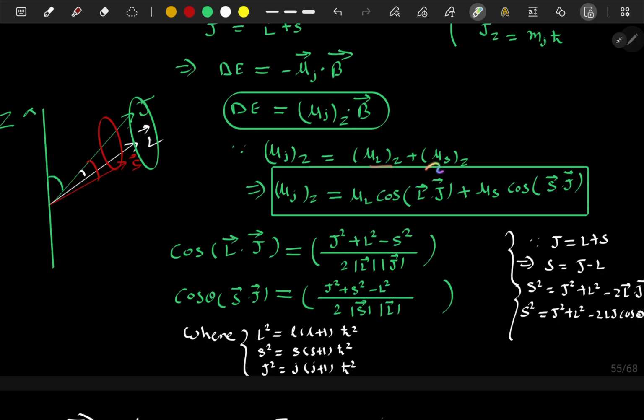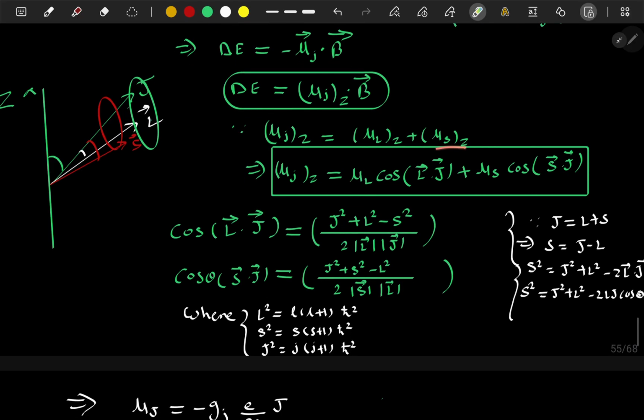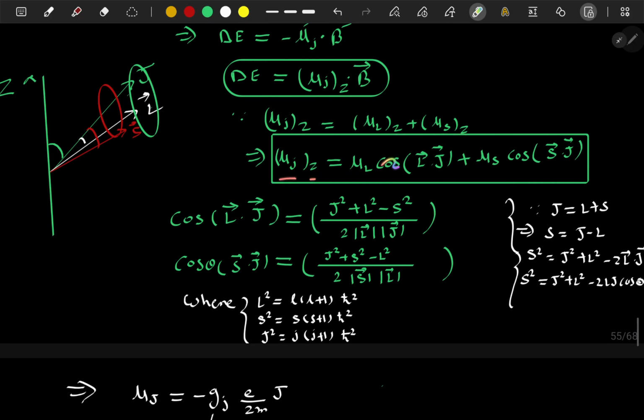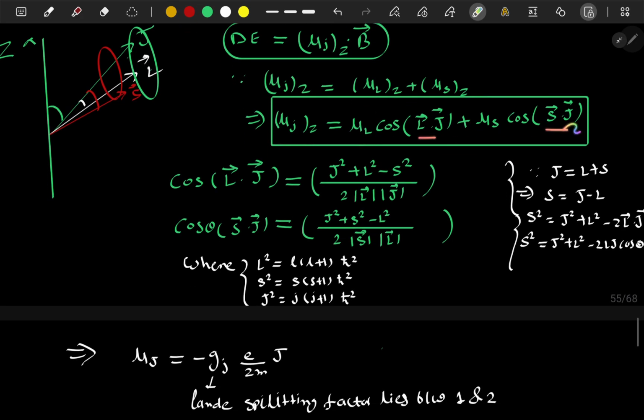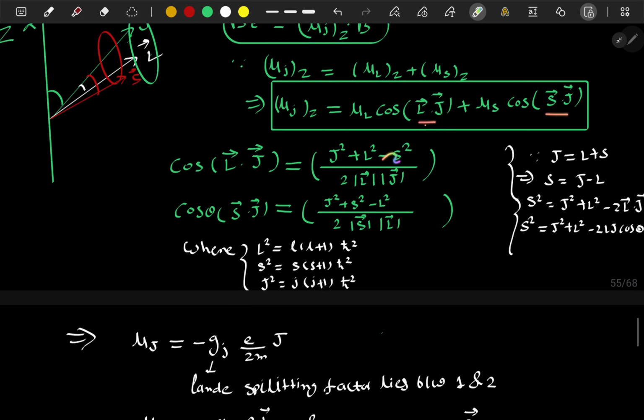So mu l z plus mu s z. So mu j z will be mu l cos(l,j) plus mu s cos(s,j), so l dot j and s dot j. So cos lj, how will you calculate? We'll calculate from here.